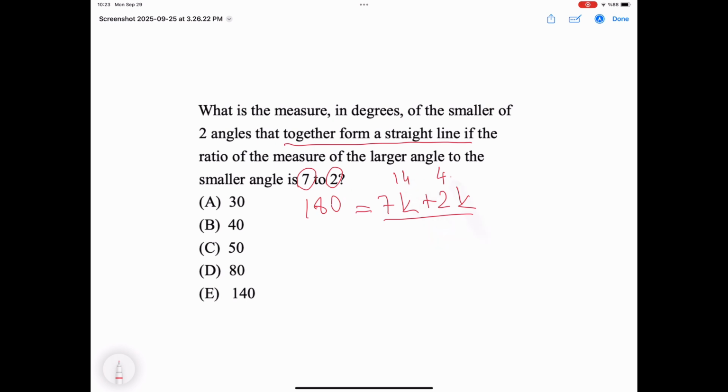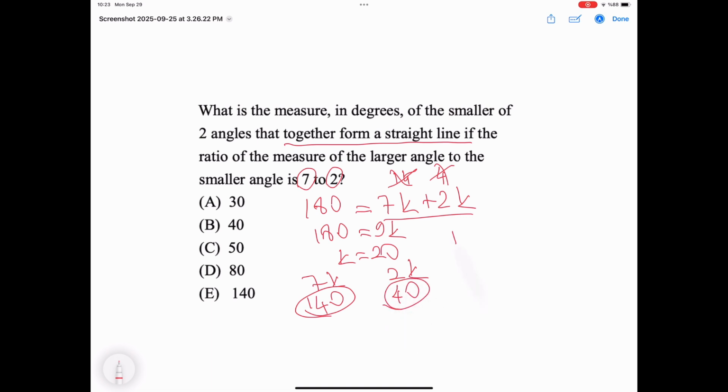The ratio is again 7 to 2, but their sum is not 180. So this is not the answer that we are looking for. So 180 then equals 9k. In this case, k is 20. So we had two angles, 7k and 2k. So one is then 140, because 7 times 20 is 140, and 2 times 20 is 40.